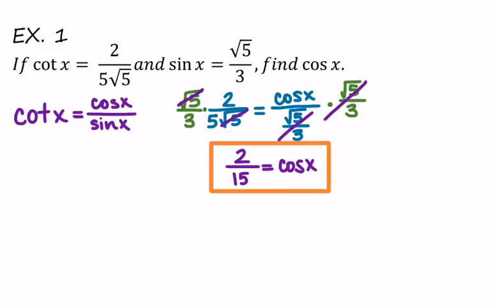Okay, so I found the cosine of x using those trig identities. You could have drawn a triangle, labeled the parts, opposite, adjacent, and hypotenuse, plugged in the information they gave you, and you still would have gotten the same thing.